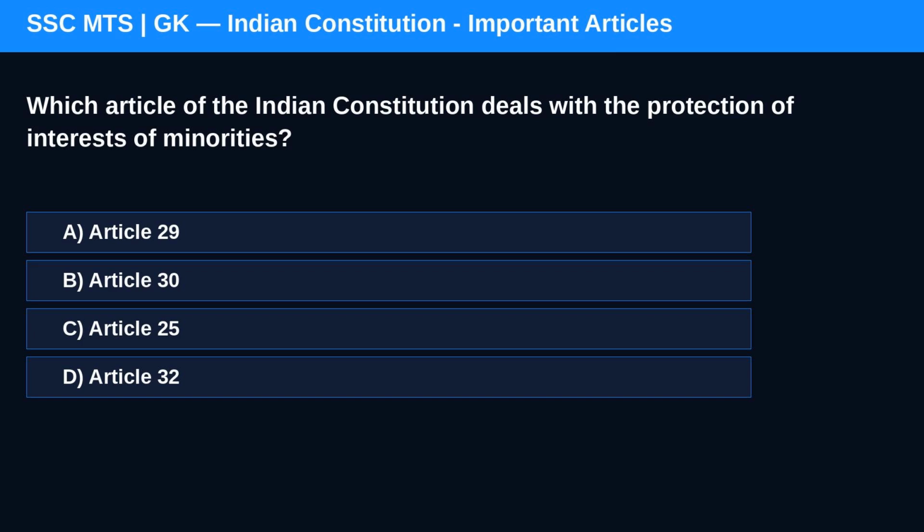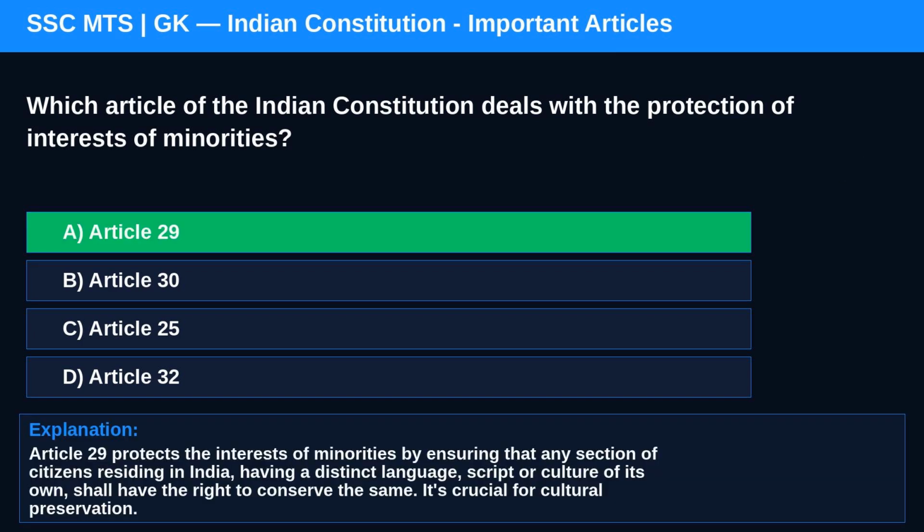Question 1. Which article of the Indian Constitution deals with the protection of interests of minorities? Option A, Article 29, Option B, Article 30. Correct answer is A. Article 29 protects the interests of minorities by ensuring that any section of citizens residing in India, having a distinct language, script, or culture of its own, shall have the right to conserve the same. It's crucial for cultural preservation.